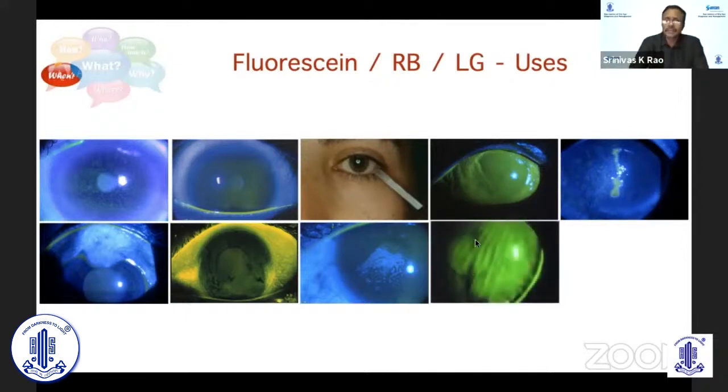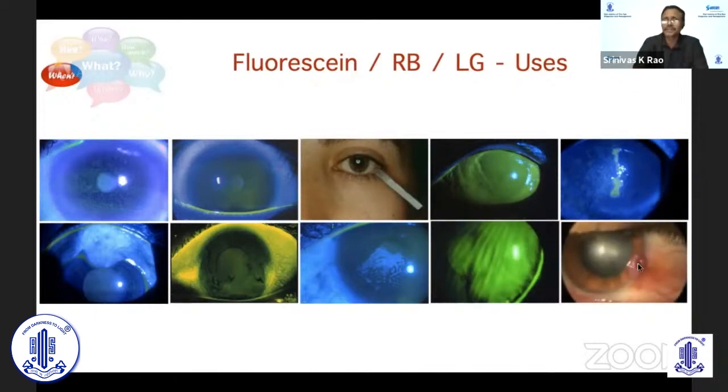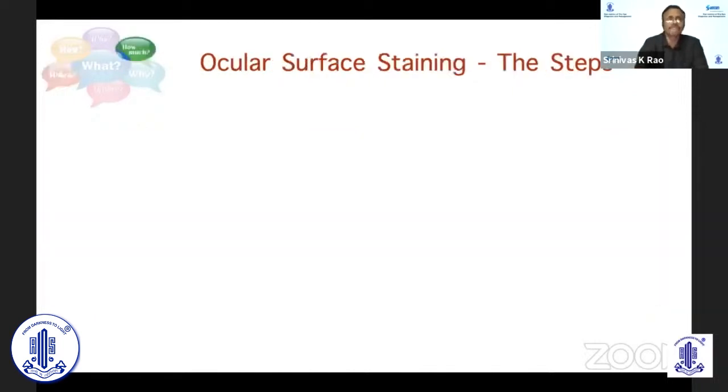Again, in LASIK, if you see this pattern of positive and negative staining, this indicates LASIK flap folds, which are full thickness events, and this helps you differentiate them from striae in the flap, which are within the substance of the flap, wherein you will not see this positive and negative staining. You can also use these dyes to stain the surface of ocular surface tumors.